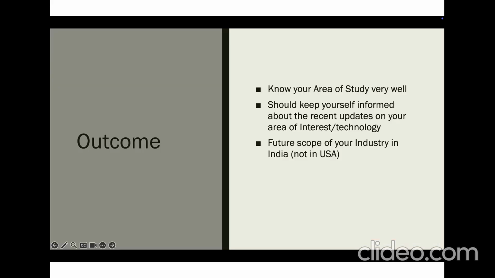So here I would like to summarize the outcome of the USA interview preparation. You should know your area of study very well. You should keep yourself informed about the recent updates on your area of interest or the course you are going to study. Future scope of your industry in India. What is the scope of the industry which you are going to study? You should be aware of the scope in India, not in USA. You can speak about the USA as well, but you should be well aware of your home country first of all.